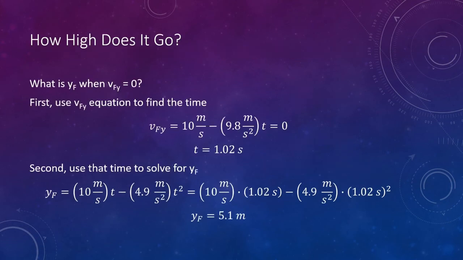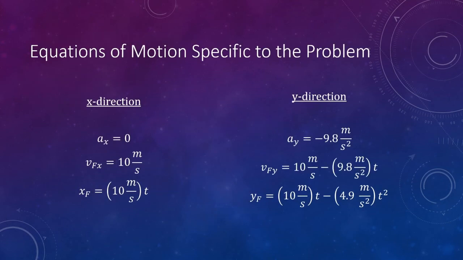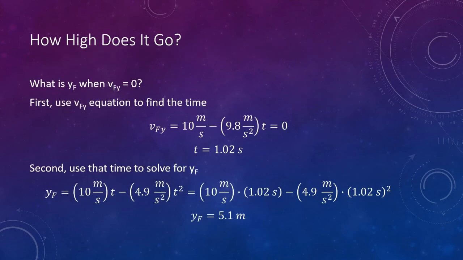So the first thing that was asked was, how high does it go? We need to interpret that in terms of our equations of motion. And how high, that means what's our y position, and at the highest point is when it's done going up and about to go down, so the velocity in the y direction is equal to 0.